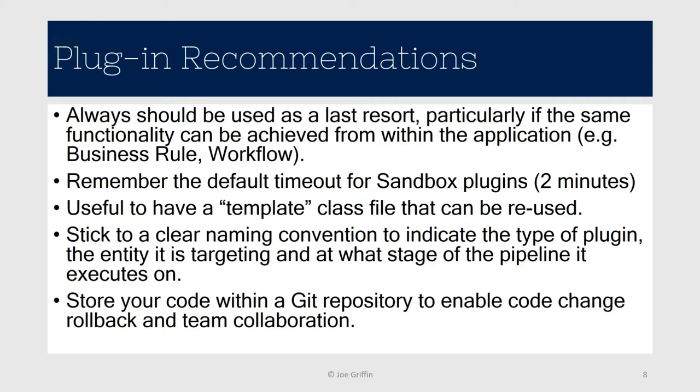It's also important, as with a lot of developer-focused things, that you give very clear naming conventions. What I would tend to recommend is that you try and indicate in the name of the plugin class what type of plugin it is, the name of the entity it's targeting, and also give some indication of what stage of the pipeline it executes on. That way it's clear to others looking at the class file what the various bits are doing, and you've also got an easy way of telling at a glance what you need to do from a configuration point of view to deploy it successfully.